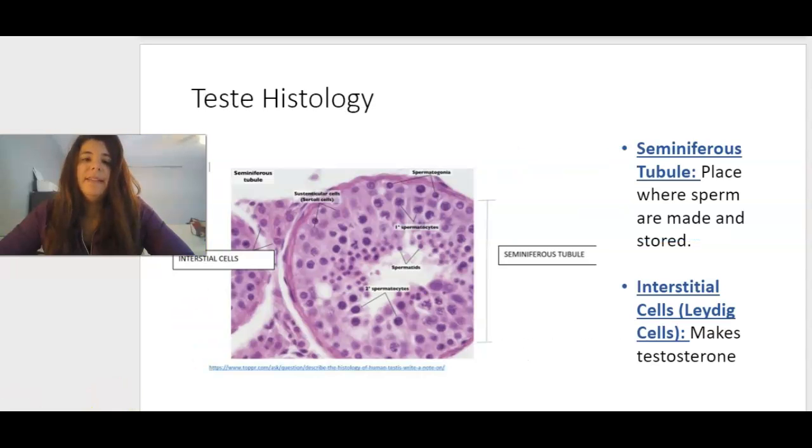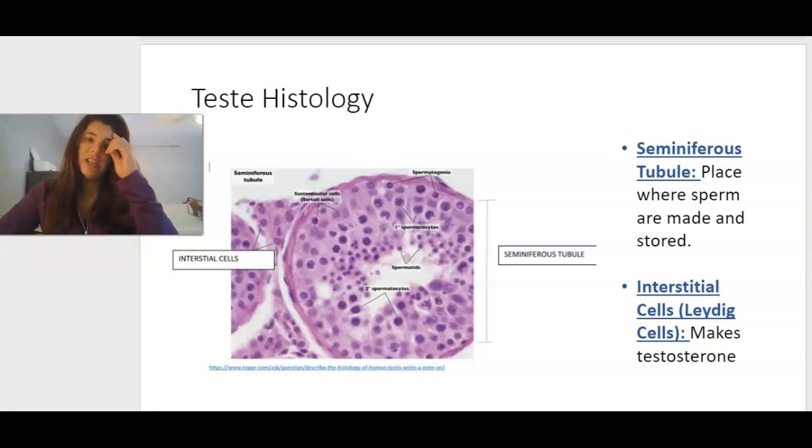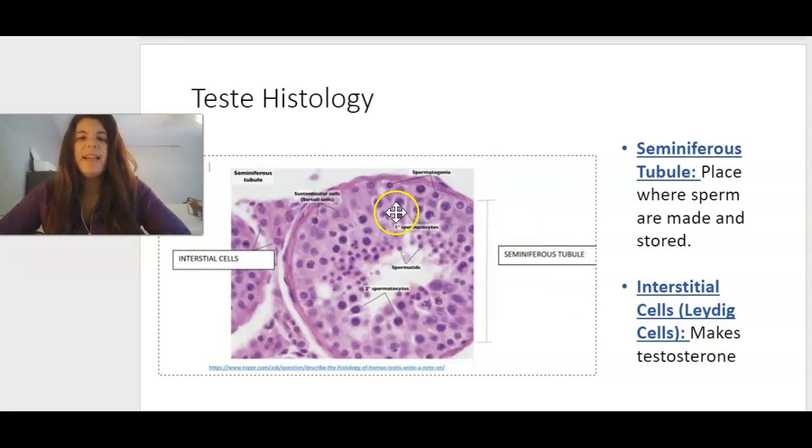Moving on to some histology. If we look specifically at the testes, here's the section that's showing testes. This whole section right here is a seminiferous tubule, and these different cells that are in here are the interstitial cells, which we call Leydig cells, which is where testosterone is going to be produced.